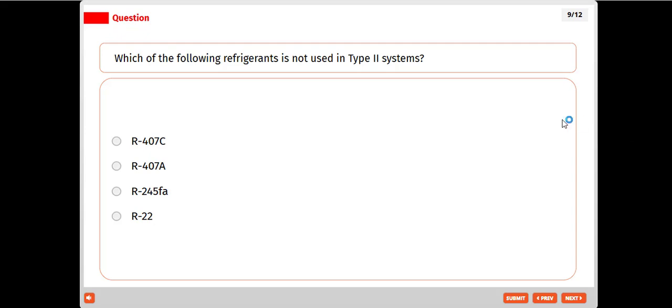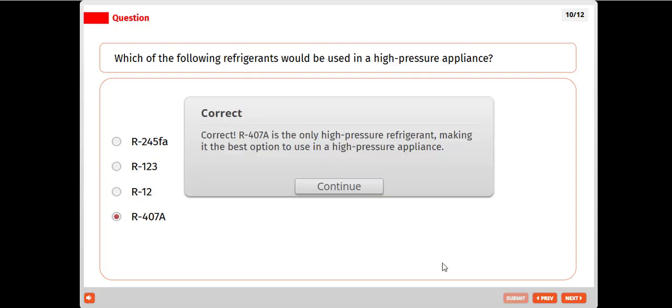Which of the following refrigerants is not used in Type 2? R407C, R407A, R245FA. Which of the following refrigerants would be used in a high-pressure appliance? It's R407A.